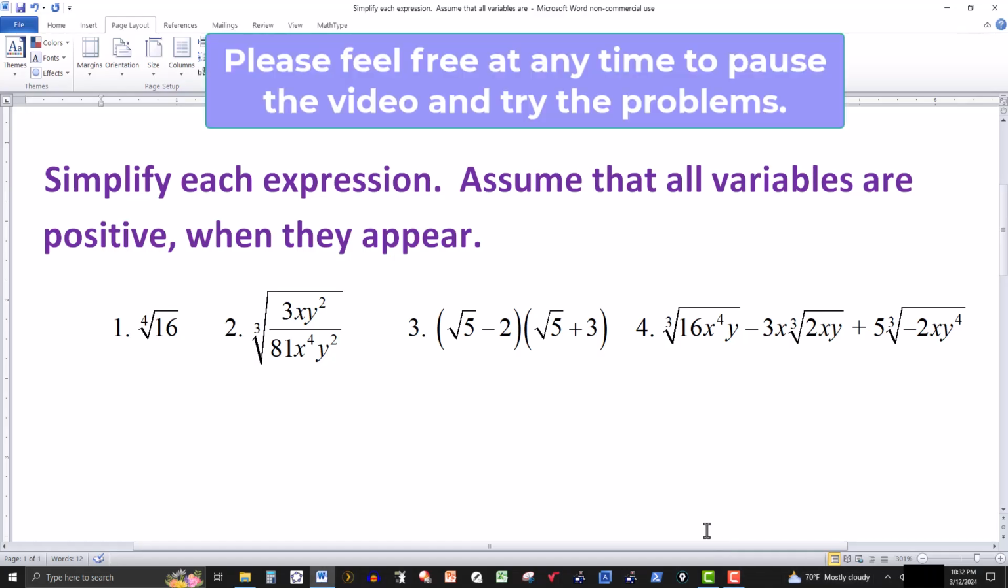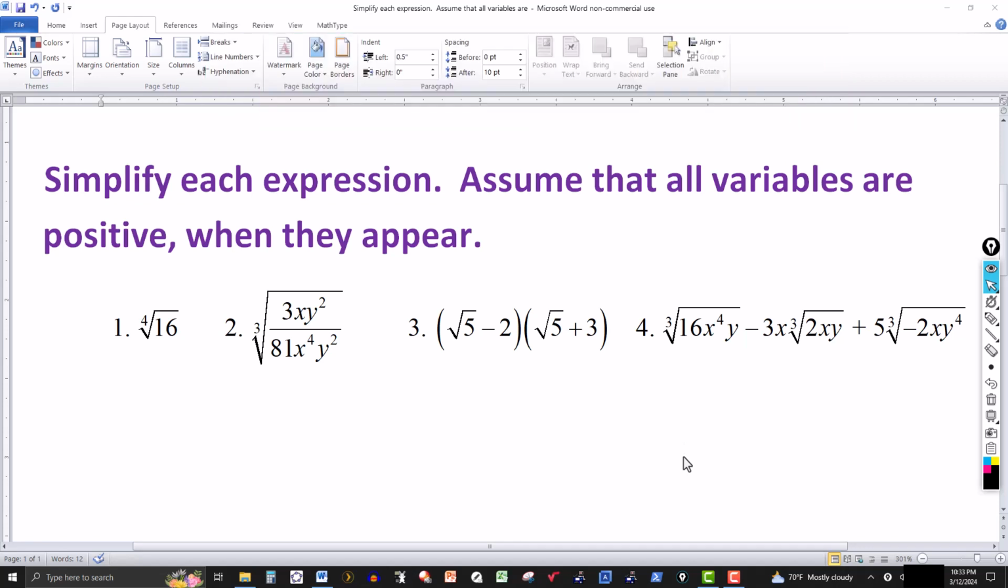In this video, we're going to simplify some radical expressions. We're going to assume that all variables are positive whenever they appear. That way you won't have to use any absolute values if you have an even power, even root, I should say, fourth root, square root, and so on. And of course we want these in simplest form.